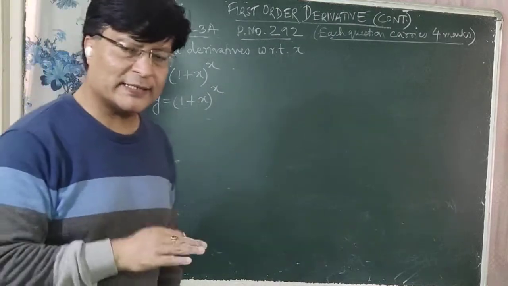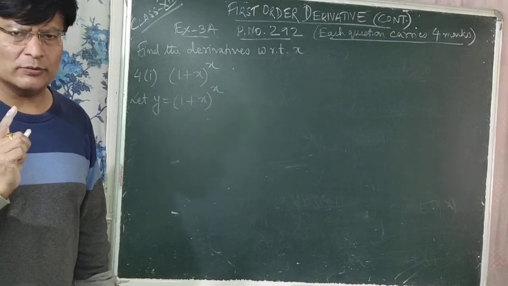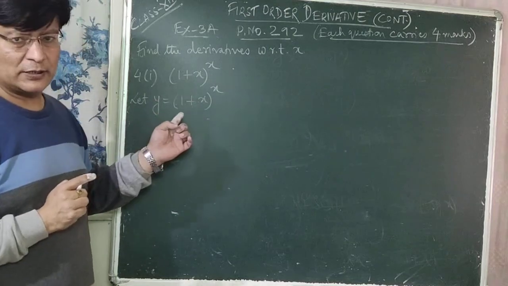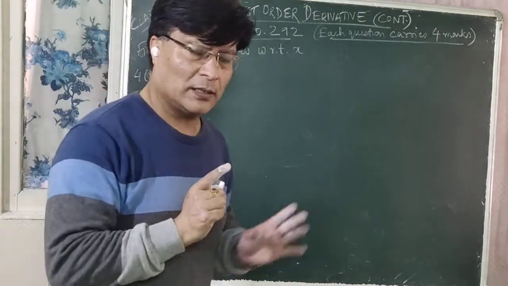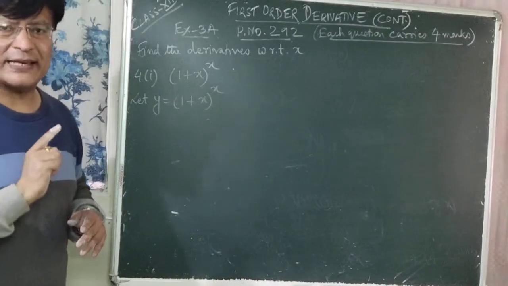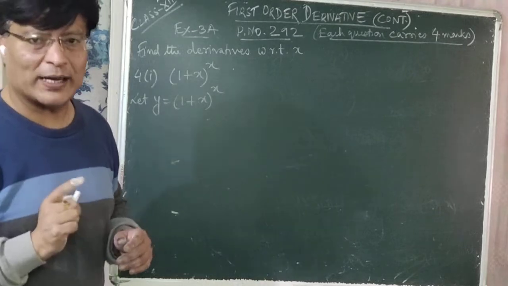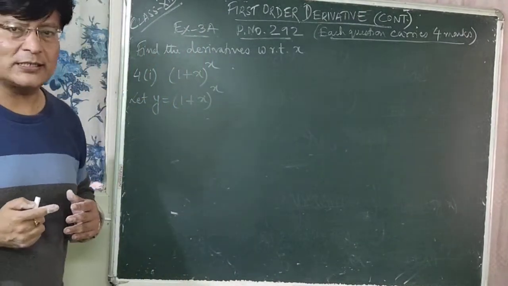If both bases and powers are variables, you have to take log on both the sides. I told you this one, isn't it? Because this x should come in the front. Then only you can differentiate it. So what is the method that x comes in the front? You have to take log on both the sides. So first of all, assume let y is equal to 1 plus x whole to the power x. Then you have to take log on both the sides.